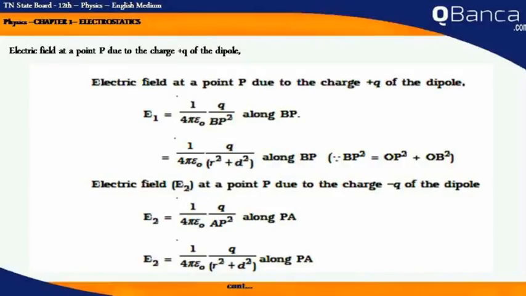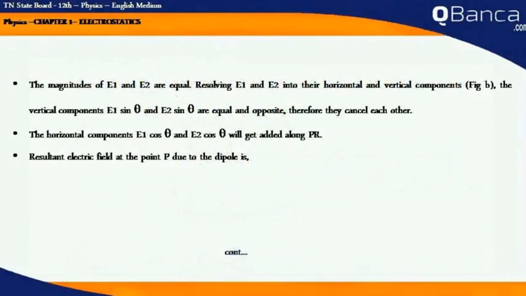E1 is equal to 1 by 4 pi epsilon naught Q by BP square, that is r square plus d square, since BP square is equal to OP square plus OB square. Electric field E2 at a point due to the charge minus Q of the dipole. E2 is equal to 1 by 4 pi epsilon naught Q by r square plus d square along PA. The magnitudes of E1 and E2 are equal.